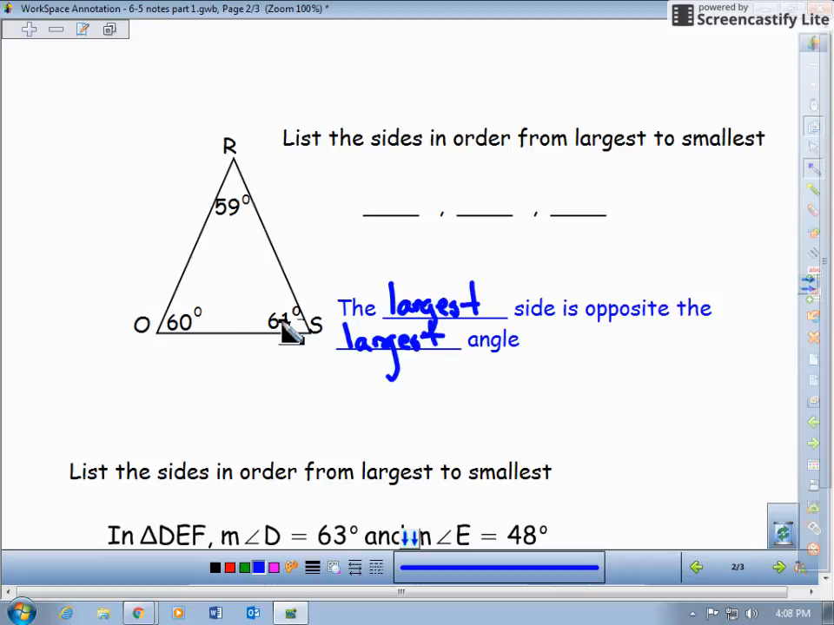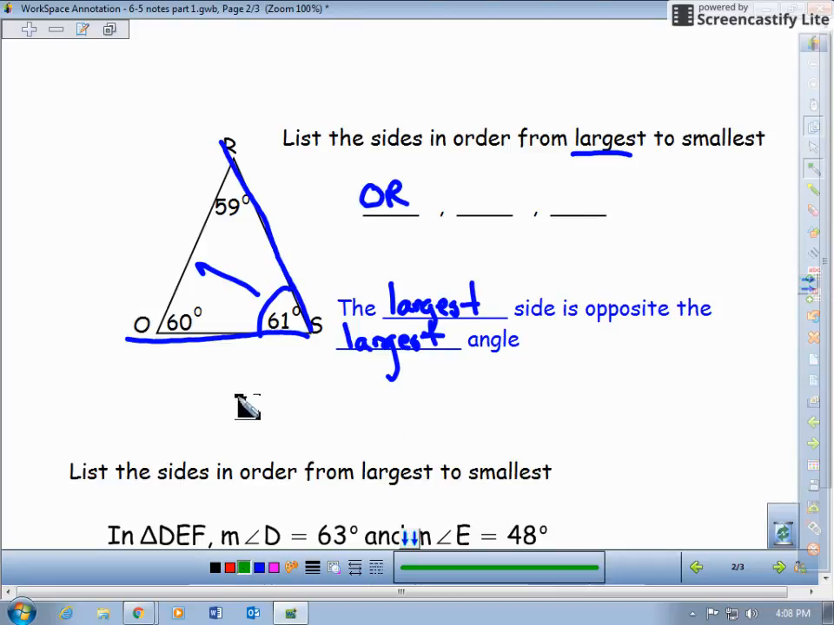So let's take a look at this picture and let's figure out what would be the sides in order from the largest to the smallest. Well, the largest side would have to be opposite the largest angle. In this triangle, 61 is the largest angle. So think of it again as a mouth here. It's got a mouth that opens up 61 degrees. It's opened up a little bit bigger. So that opposite side is the largest side. So OR would be our largest side.